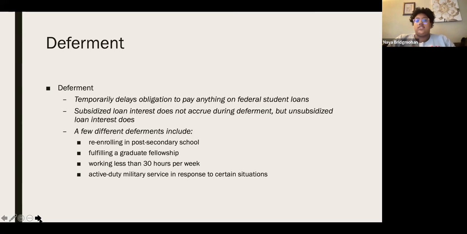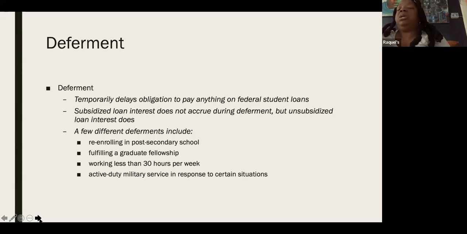So deferment is just temporarily delaying payment. It could be for any of these reasons. But other than that, if you don't have any reason, you have to continue paying your loans. Are there any questions on this slide?